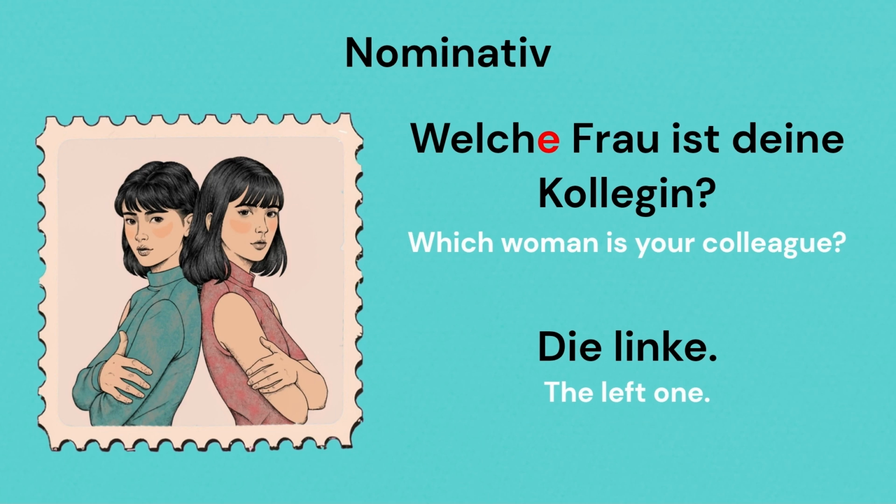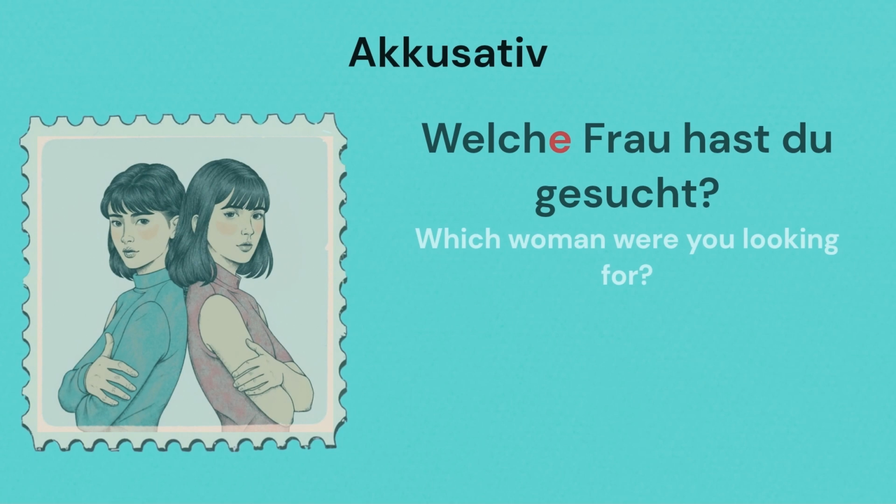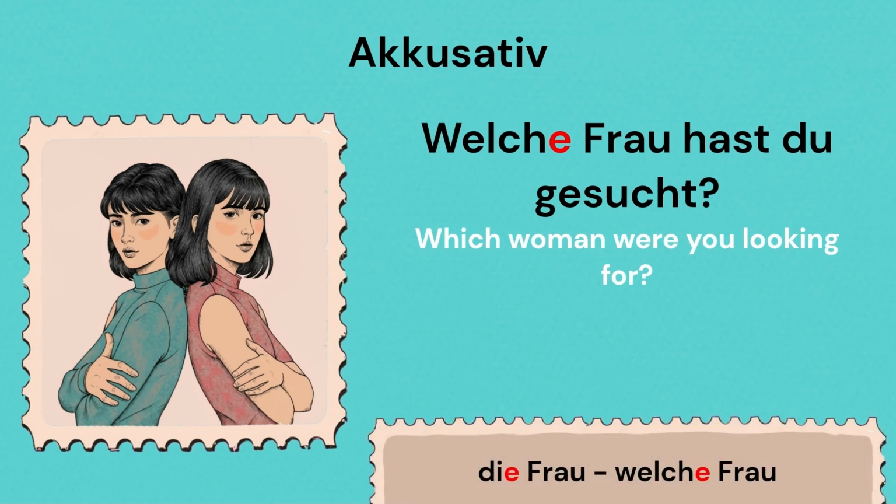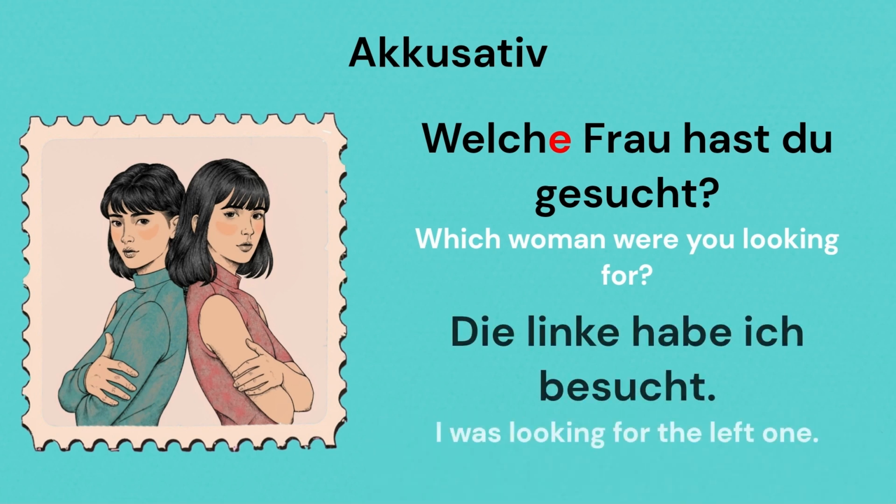Do remember, we are talking about here something particular. That means you will only use the bestimmte article. The feminine article doesn't change in accusative. That means, in this case also, welche takes the ending e from the article die. Welche Frau hast du gesucht? Du is the nominative subject and welche Frau is the accusative object. Die Linke habe ich gesucht, or you can simply say die Linke.